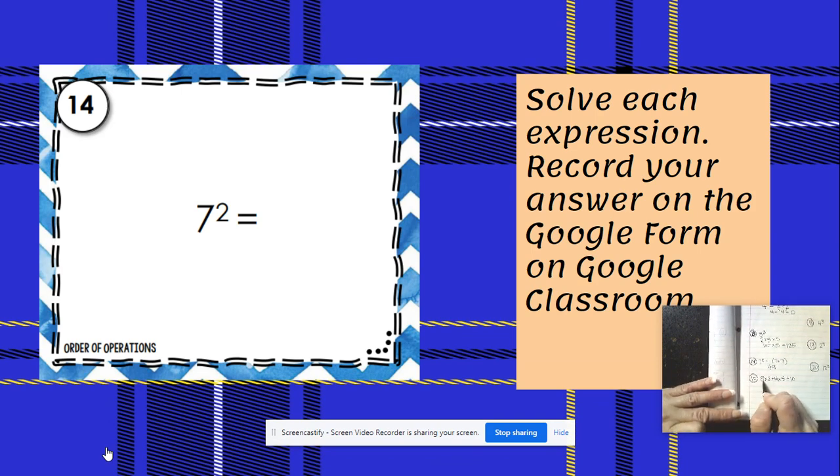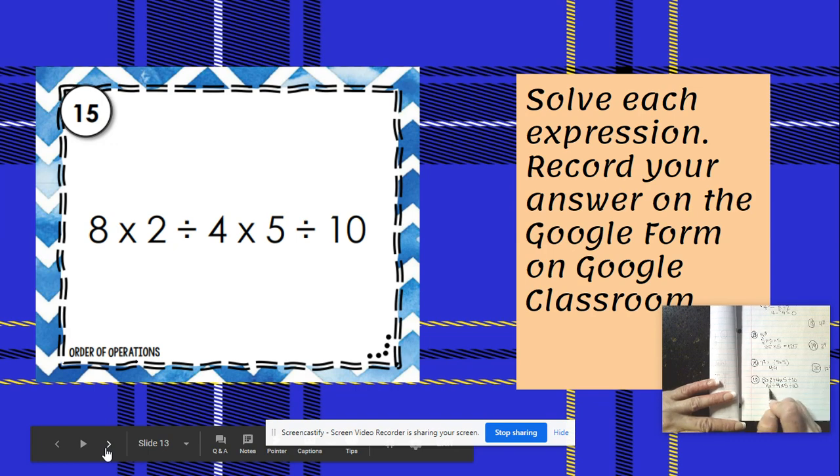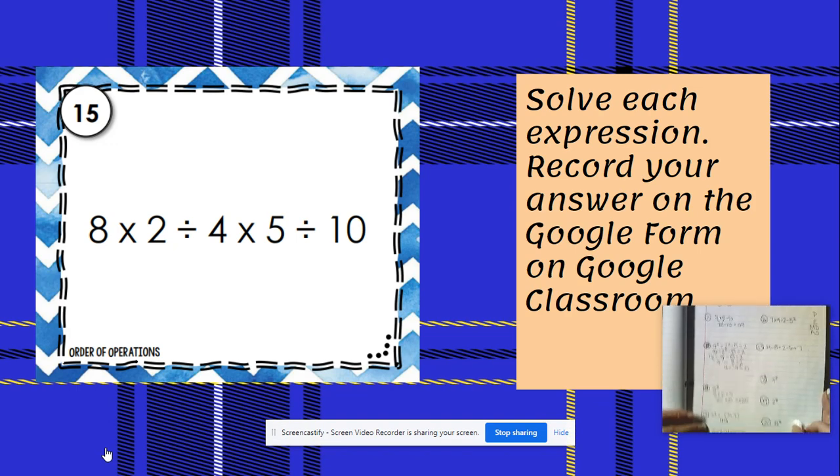Okay, so we're going to multiply because that's on the left before the division. 8 times 2 is 16, divided by 4, times 5, divided by 10. Again, multiplying and dividing are equal, so we're going from left to right. Forgot to click for our next slide, sorry about that. So 16 divided by 4 is 4, times 5, divided by 10. 4 times 5 is 20, divided by 10 would be 2. Okay, on to our next one.